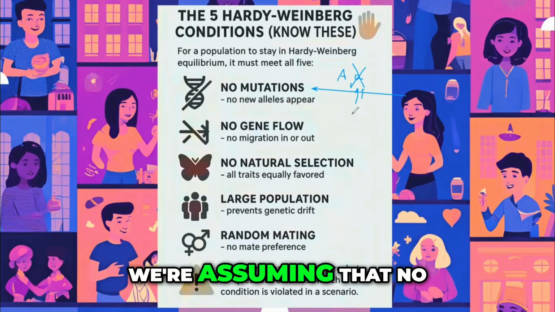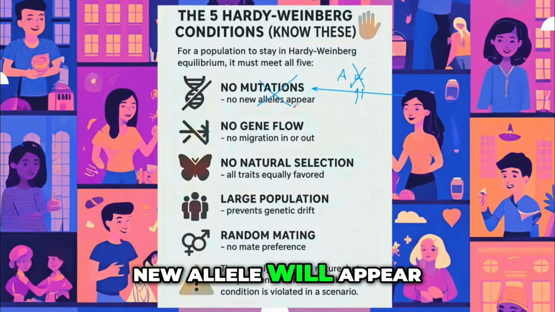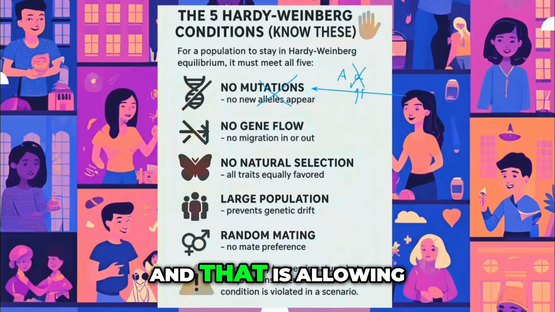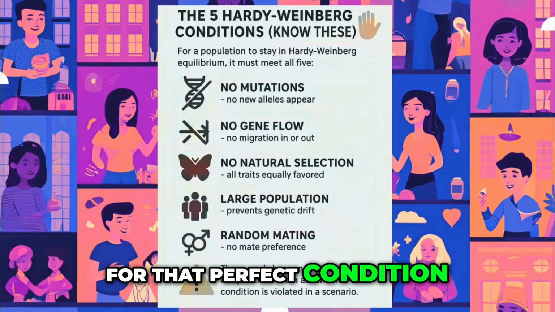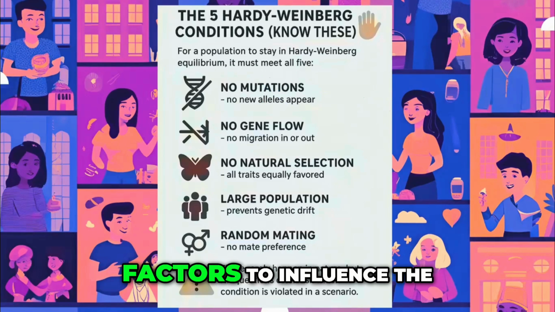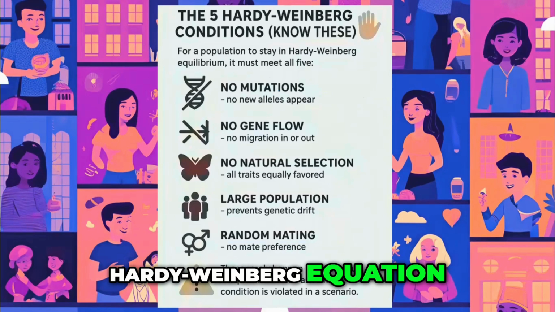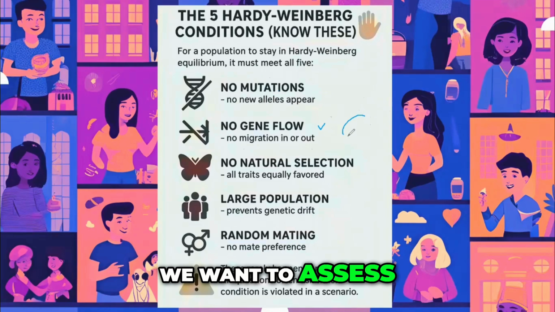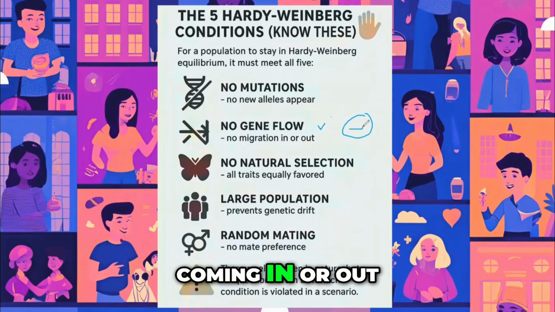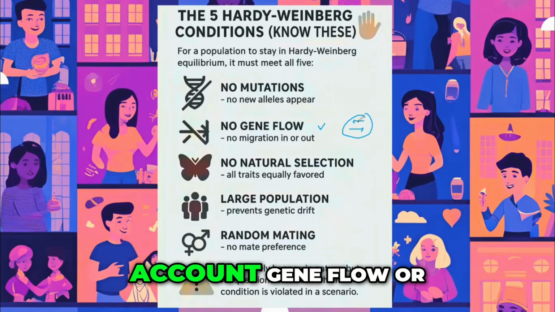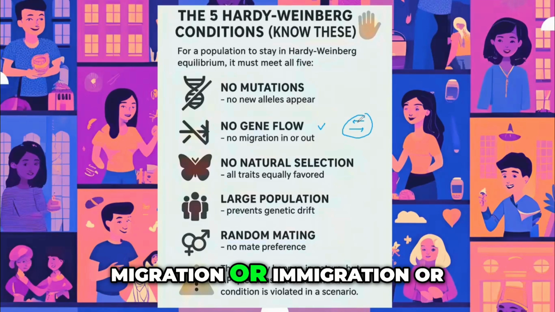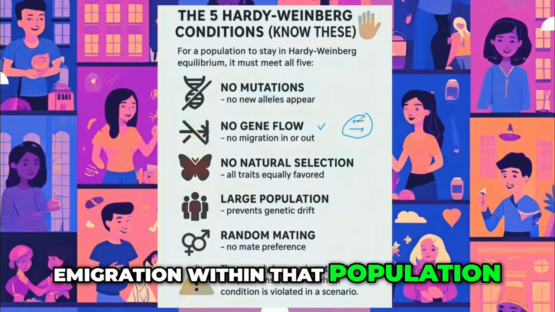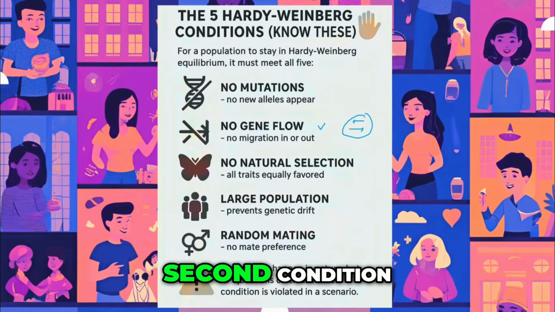In this case, we're assuming that no new allele will appear due to mutations, and that is allowing for that perfect condition that doesn't allow outside factors to influence the Hardy-Weinberg equation. The next one is no gene flow. Basically, we want to assess what alleles we have within our pool, and we don't want anything coming in or out. Because of this, we're not taking into account gene flow or migration, or immigration or emigration within that population. And that is the second condition.